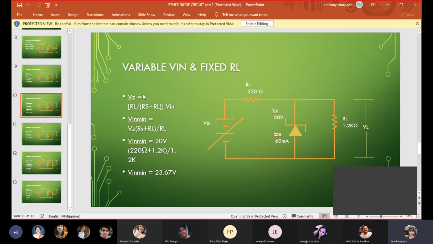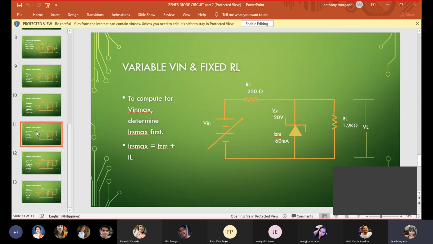Since VL is equal to VZ, VZ is equal to RL over RS plus RL times V in. This is what we are finding, V in min. The minimum input would be equal to VZ times RS plus RL over RL. We just swapped it: the denominator becomes the numerator, and the numerator becomes the denominator. So the minimum input voltage is 20 volts times 220 ohms plus 1.2K over 1.2K, so 220 plus 1.2K over 1.2K. We have an input voltage of 23.67 volts. That's the minimum required input for V in.